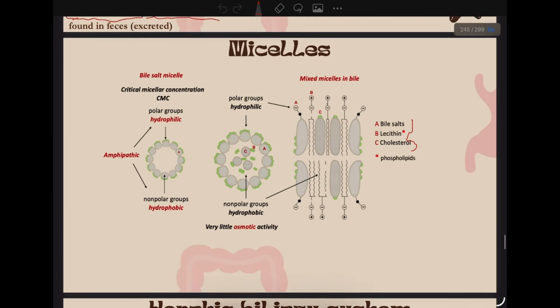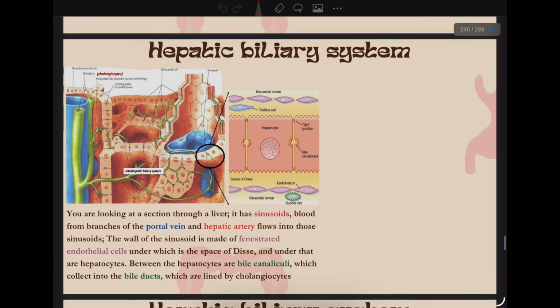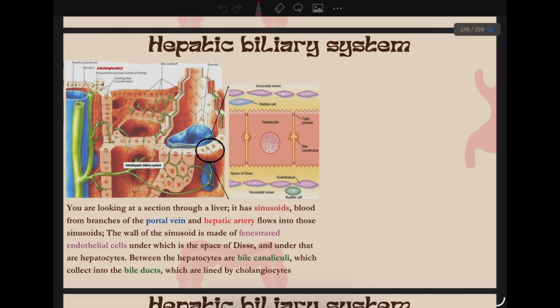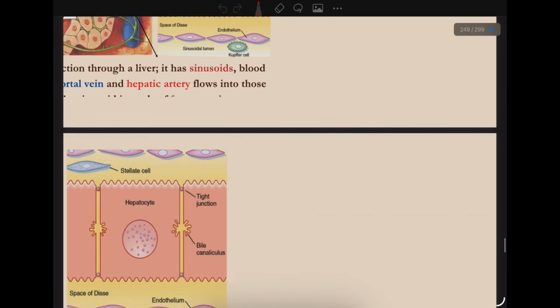Lithocholic acid. Now we have our beautiful micelles. You know the micelles. I don't know why they are here now, but just to understand the job of bile salts in forming micelles, bile salts, lecithin, nothing much to know. You already know the micelles. This is the hepatic biliary system. You don't need to know the details here. I just want to show you something, and it's here.